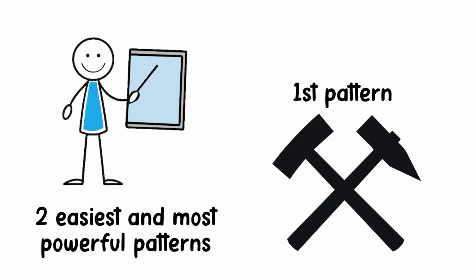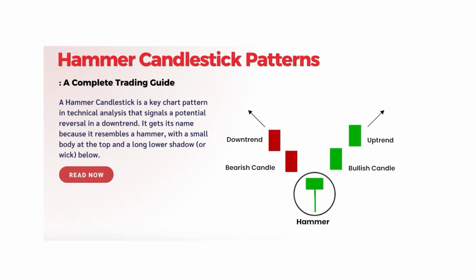First pattern, the hammer. A hammer candlestick looks like a hammer. It has a small box at the top and a long stick pointing down. This forms at the bottom after a stock has been falling.